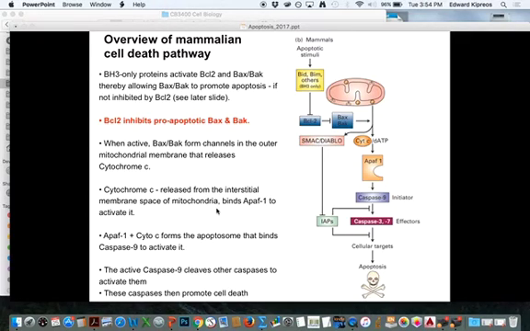So now what we have to focus on is, well, how does the cytochrome C get released? Because normally cytochrome C is in this inner mitochondrial space right here. Well, how's it going to get out?